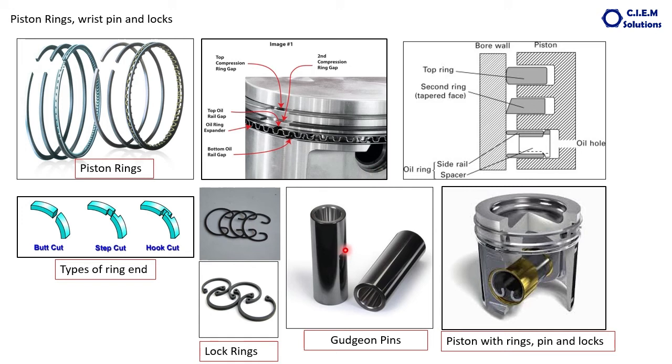And this gudgeon pin is always taking tremendous hammering forces from the piston. So it should be able to withstand the shear forces and hammering forces. It should not bend or break. The material used in the gudgeon pin or wrist pin is alloy steel, and the pins are made through forging process and heat treatment process.